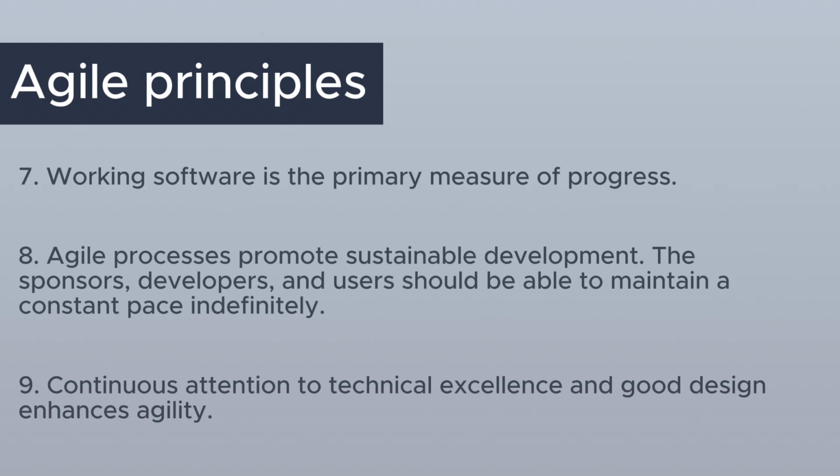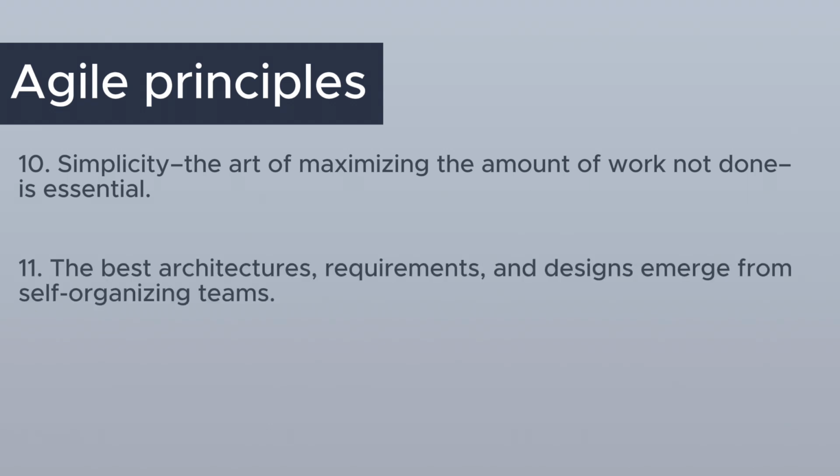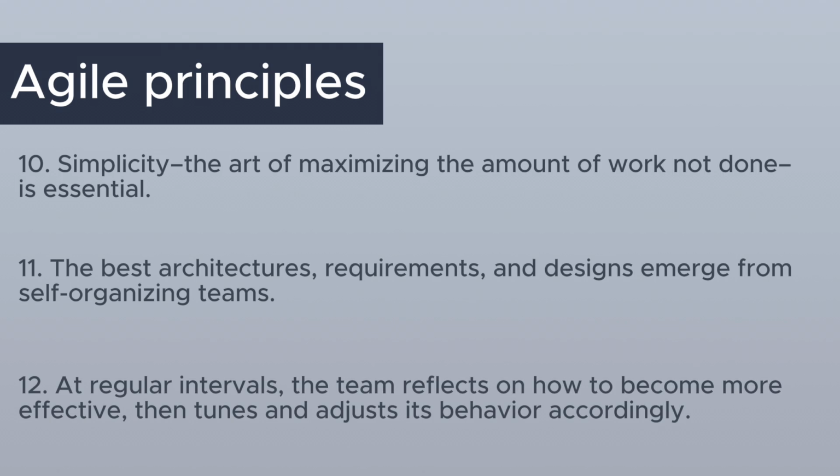Number nine, continuous attention to technical excellence and good design enhances agility. Number ten, simplicity, the art of maximizing the amount of work not done, is essential. Number eleven, the best architectures, requirements, and designs emerge from self-organizing teams. And the last one, number twelve, at regular intervals, the team reflects on how to become more effective.